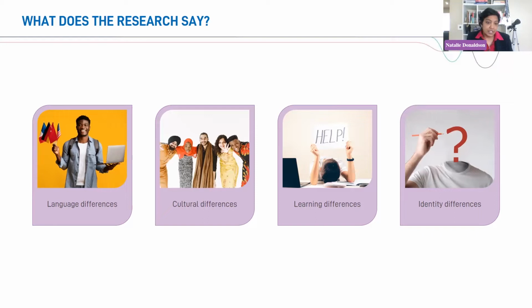And finally, identity differences is also a big challenge that teachers will face in the classroom space. And identities include things like gender, sexuality, race, socioeconomic status, religion, and so on and so forth. These are all things that impact on a student's feelings and experience in the classroom space. And we do need to try and take all of these different identities into account when we are teaching.